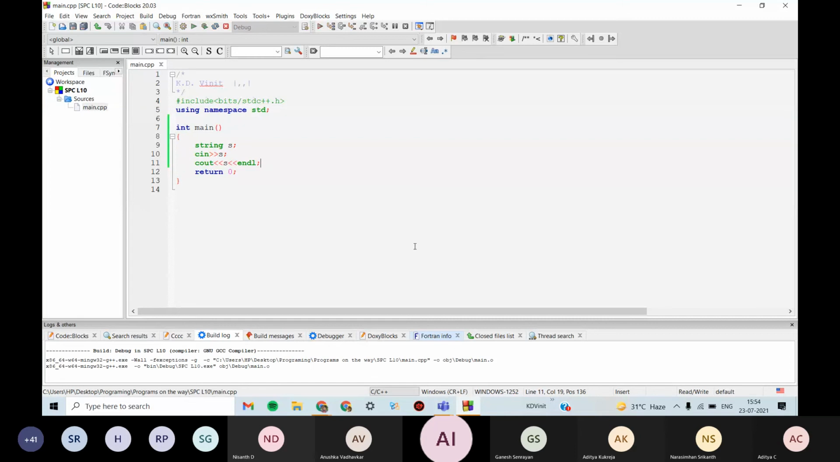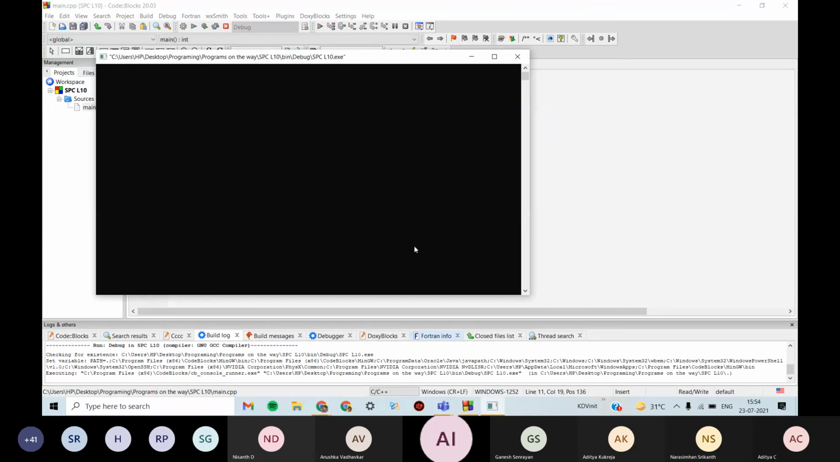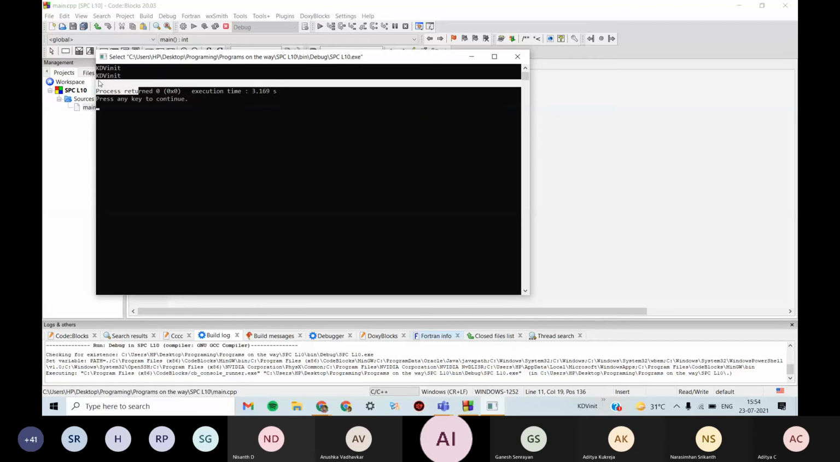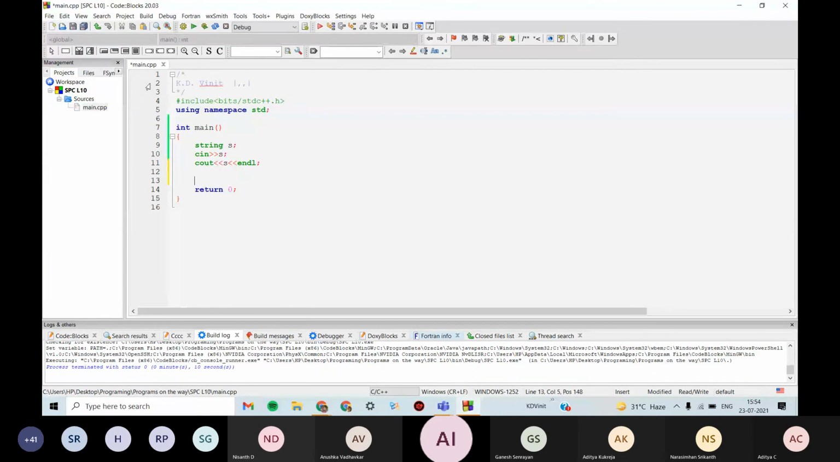And maybe I will try it out. So maybe I will write KDVNeath. It took that as a string, it took it as an input, and it outputted it. Another thing which we can do is, length equal to s dot size.